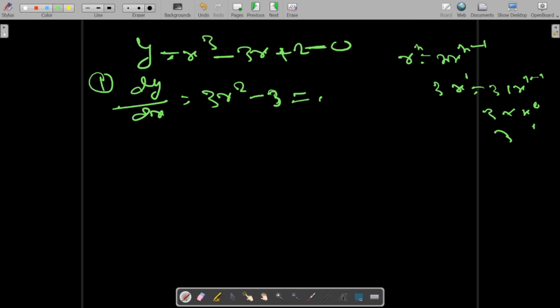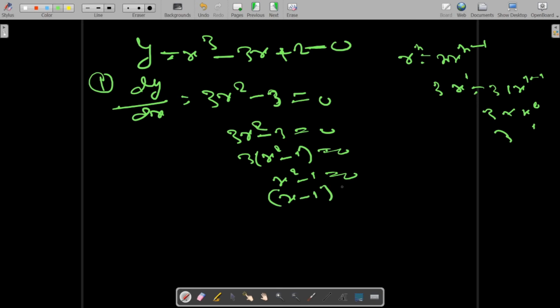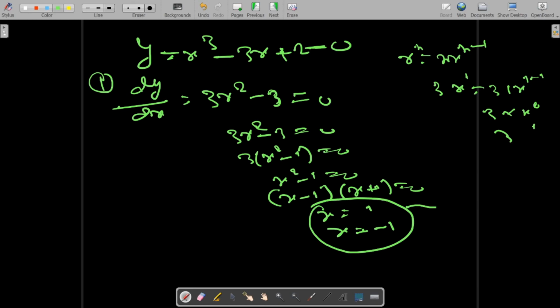So equate this to 0, 3x square minus 3 equal to 0. Take 3 common, x square minus 1 equal to 0. Factor it, x minus 1, x plus 1 equal to 0, so x equal to 1, x equal to minus 1. These are the roots of this equation, and they are stationary points where the first derivative is 0. So let's check which one is the maximum and which one is the minimum.